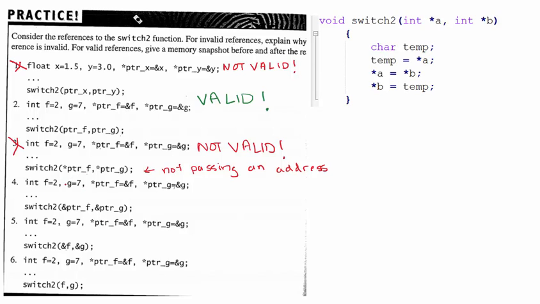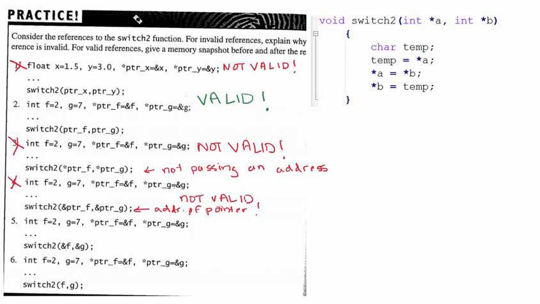Number 4, declare ints, declare pointers to the address, and then call the function. Is that valid or not valid? Not valid. Why? It's not valid because why do I want to pass the address of the pointer? I don't want the address of the pointer. I want the thing that I'm pointing to, f and g, not the address of the pointer.